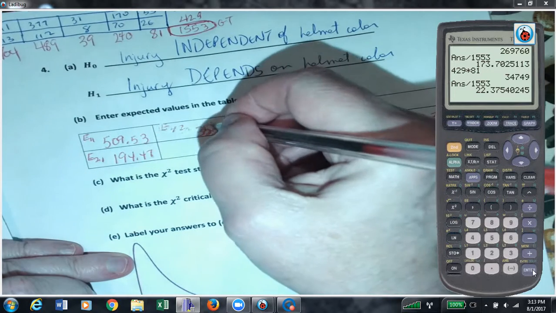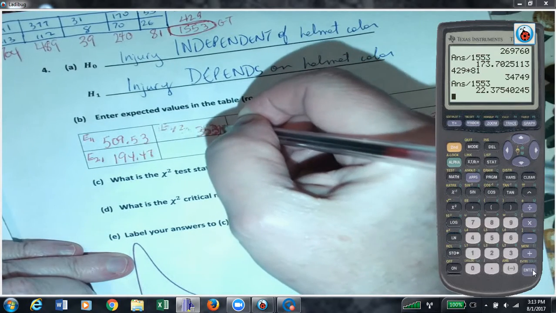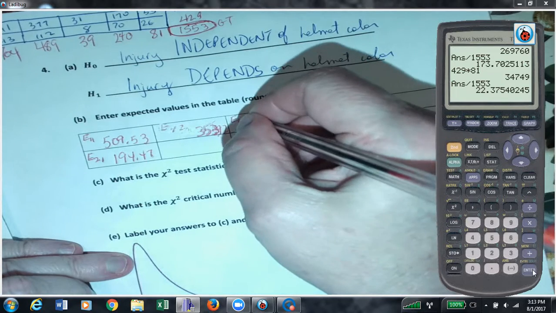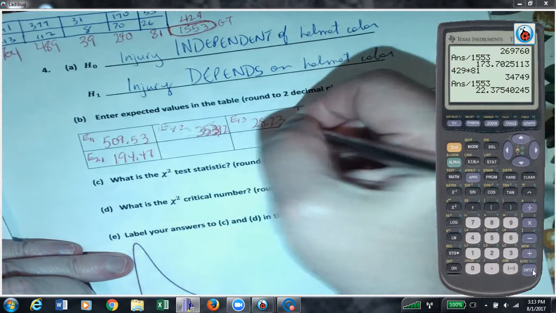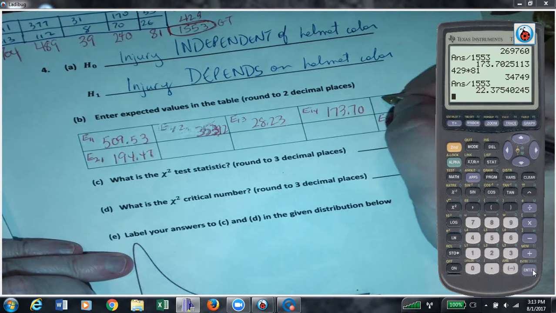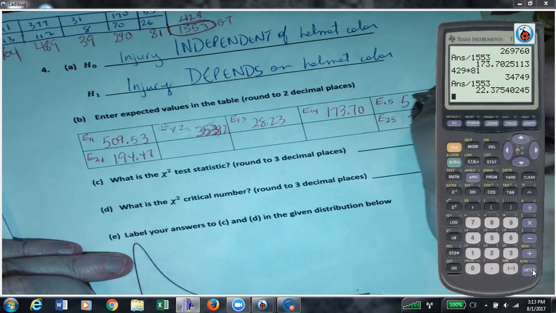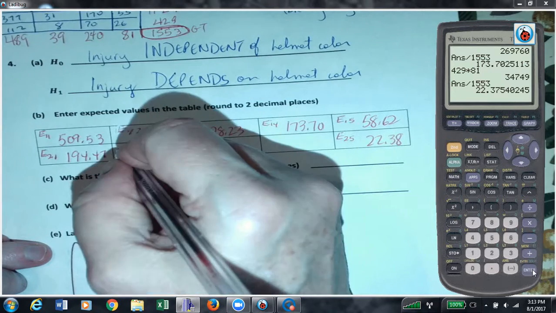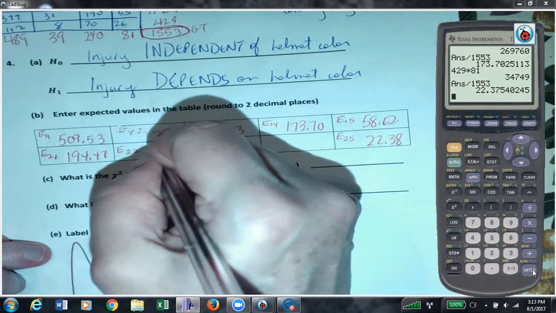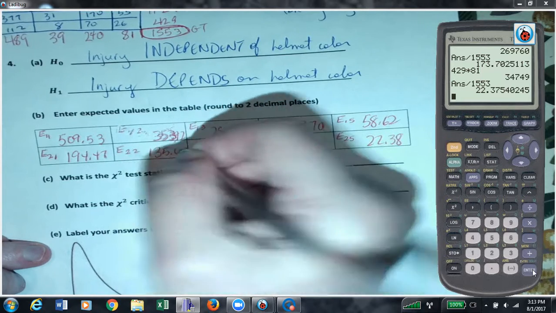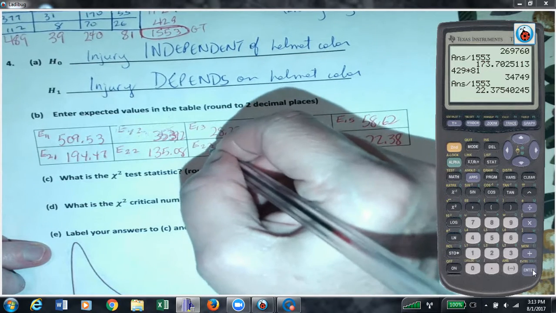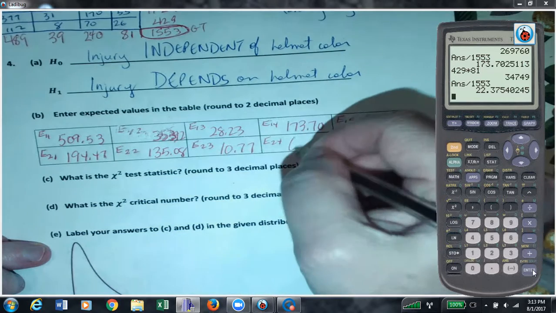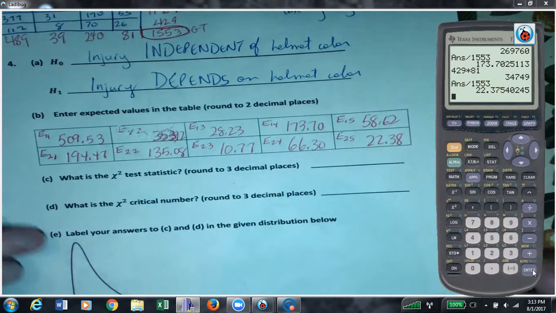All right, that's crumbling. 353.92. For row 1, column 3, that's 28.23. Row 1, column 5, expected value is 58.62. Row 2, column 2, expected value 135.08. Row 2, column 3, expected value 10.77. Row 2, column 4, expected value 66.30. And that should get all of them.